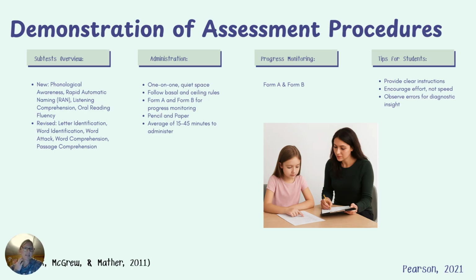The demonstration of the assessment procedure includes subtests that assess a broad range of reading skills, including decoding, comprehension, phonological awareness, rapid naming, and fluency. Administration is done one-on-one individually in a very quiet space using pencil and paper. It does follow the basal and ceiling rules, which means that as long as the student is answering correctly, you will continue. But if they answer 3 incorrectly, you discontinue.